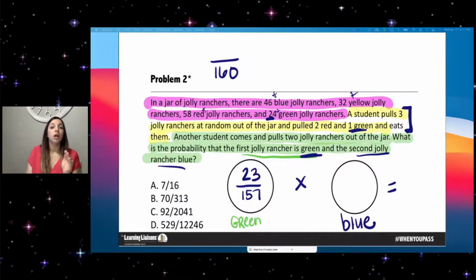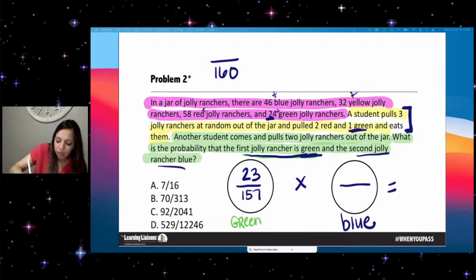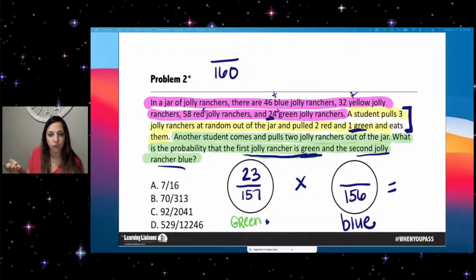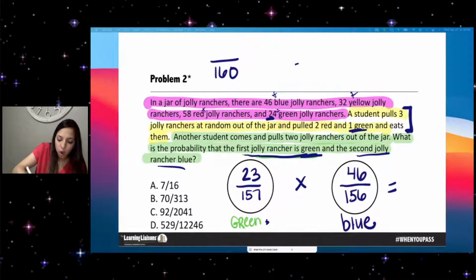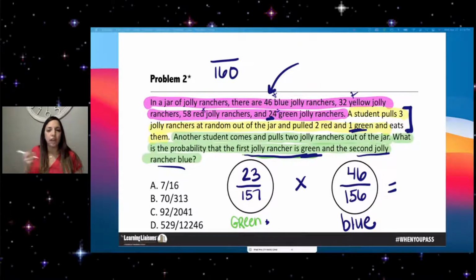Then, the student comes in, pulls the first Jolly Rancher out, and it's green. Sets it aside. How many total Jolly Ranchers are left in the jar? Not 157. Now there's only 156 Jolly Ranchers in the jar because they pulled this green one out. How many blue Jolly Ranchers are in the jar? 46. Because no one has pulled a blue Jolly Rancher out of the jar yet. So we don't have to subtract anything from that number.